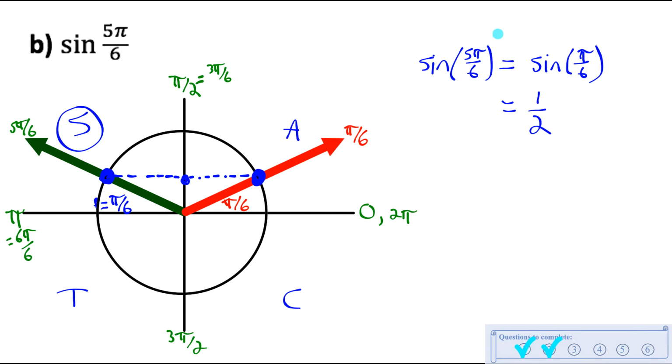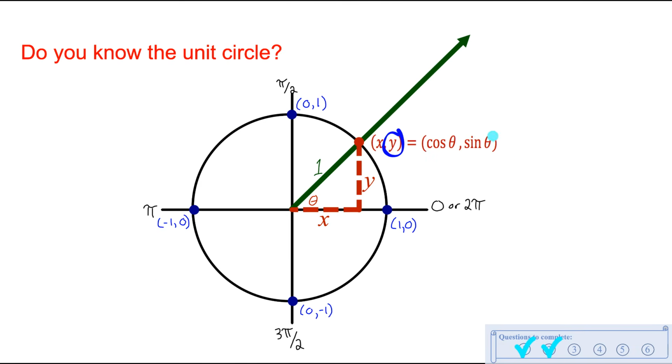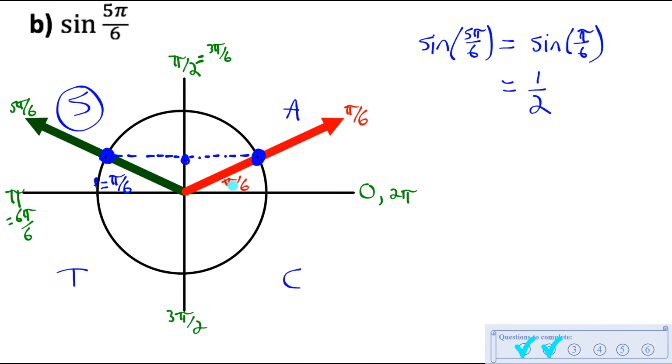That's why we're allowed to use sine of pi over 6 to get the ratio for sine of 5 pi over 6, because they have the same y-coordinate. And remember, on the unit circle, the y-coordinate tells us the sine ratio. So hopefully that makes sense to you why sine of 5 pi over 6 and sine of pi over 6 are equal to each other, and why we're allowed to use sine of pi over 6 to get the ratio for sine of 5 pi over 6.